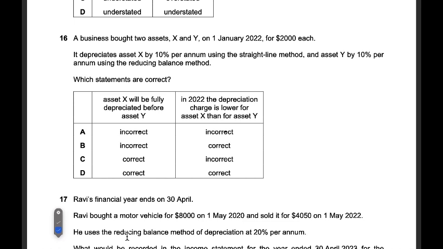The second statement is in 2022, the depreciation charge is lower for asset X than for asset Y. This is an incorrect statement. This is because 10% of $2,000 is $200 and that is the same for the year 2022. When we move on to further years, the amount will differ, but in 2022 it is the same. So the first statement is correct and the second statement is incorrect, making option C our correct answer.